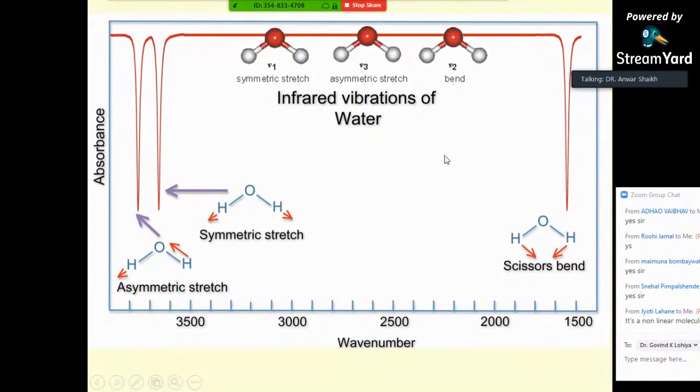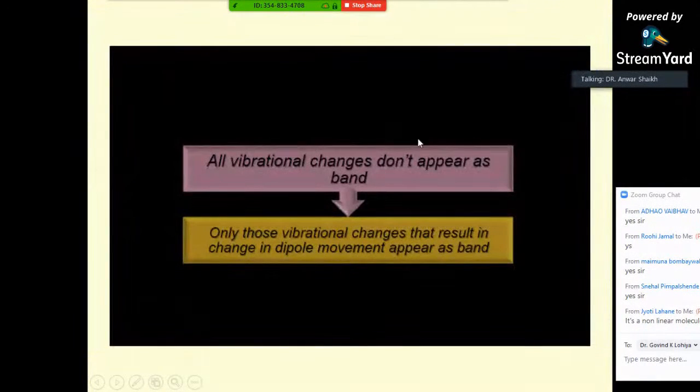So for any molecule, if you know the structure and the total number of atoms in that molecule, if it is a non-linear molecule, by putting into 3n minus 6, you can expect how many peaks we can expect in the IR spectra by using this formula.